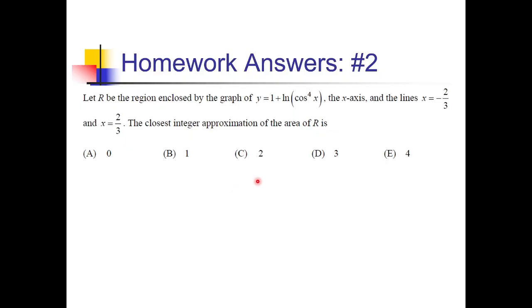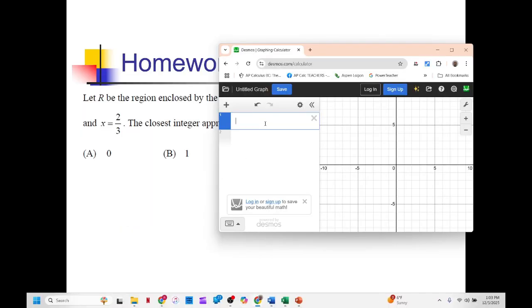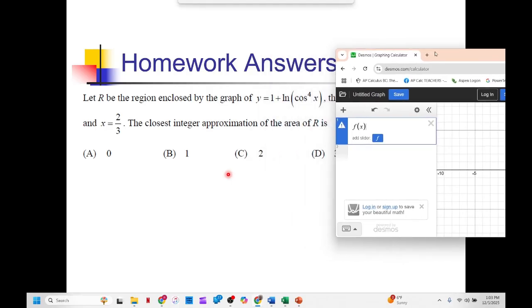For this calculator-based problem, we're told that R is the region enclosed by this y equals 1 plus ln graph, the x-axis, and the lines x equals negative and positive 2/3. We just want an integer approximation of the area of R. All right, well, let me put this in Desmos since this is a calculator problem. And when I do that, I'm just going to call this f of x just in case I need to use the function elsewhere in the problem.